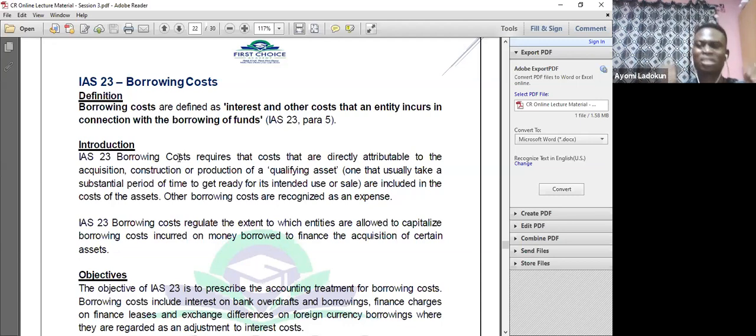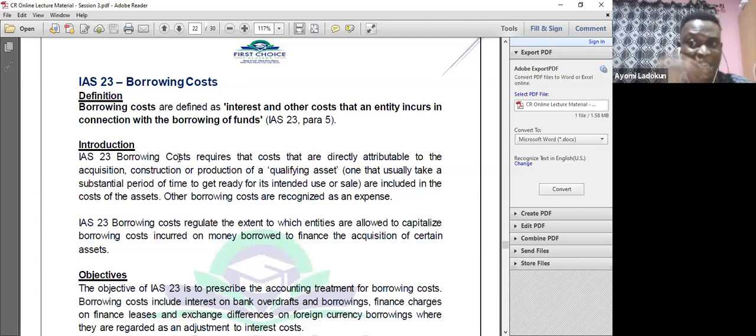So the question is, what is a qualifying asset? Are you getting the point? So if you go and borrow money to buy, let's say, furniture for your office, don't say, because they have taught me borrowing costs, it should be added to the cost of the asset.